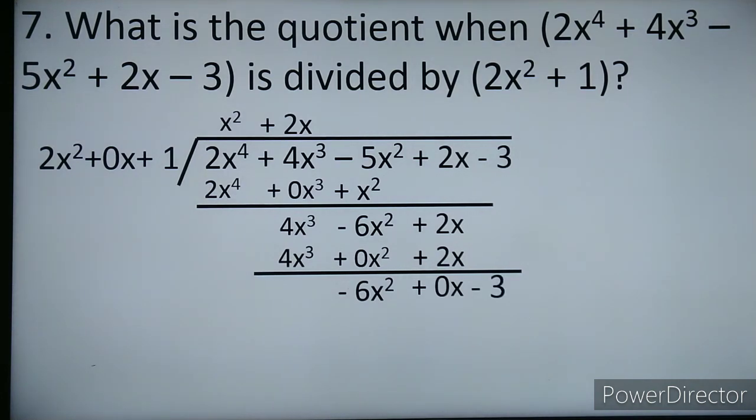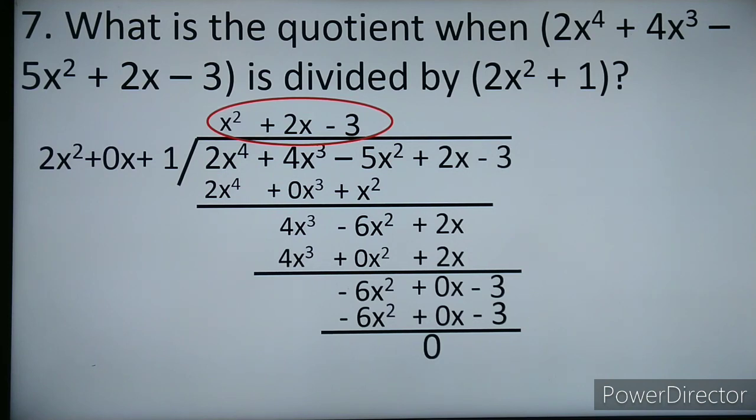Then repeat again the process. Divide negative 6x squared by 2x squared. The answer is negative 3. Multiply negative 3 to the divisor. So we have negative 6x squared plus 0x minus 3. Then subtract. So the answer is 0. So that's the end of the solution. So the final answer will be x squared plus 2x minus 3.